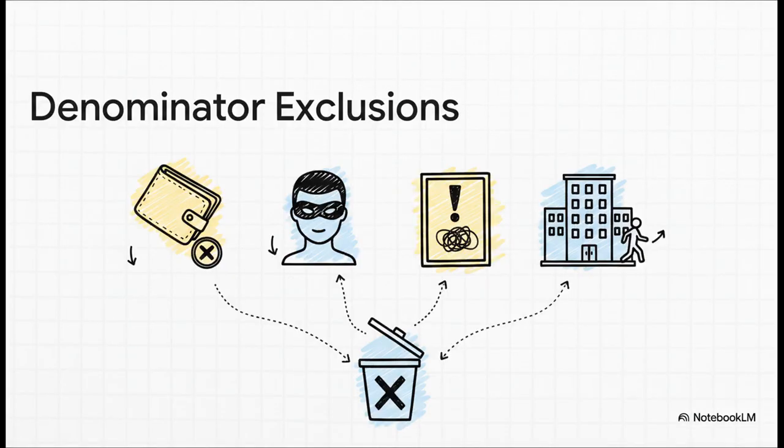Let's zoom in on those denominator exclusions, because this is critical for practitioners. You must subtract 4 specific categories from your starting base. You exclude involuntary terminations due to non-payment, terminations due to fraud, and intentional misrepresentation of material facts. You also exclude the attrition of customers in employer-sponsored plans, whether that was voluntary or involuntary.